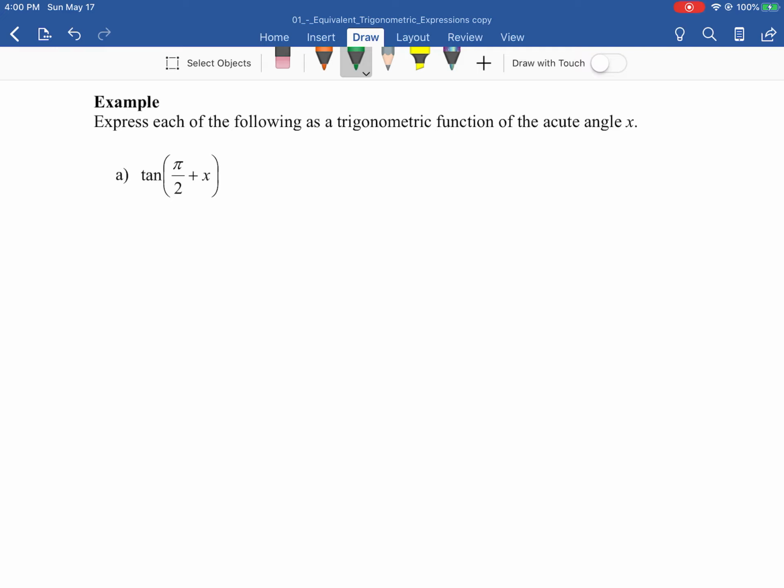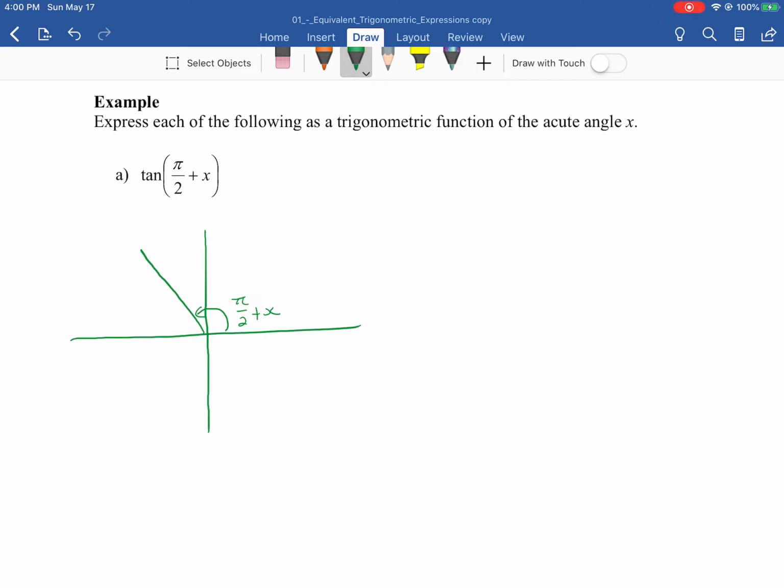I left myself a bunch of space here to draw a bunch of diagrams to be able to handle this situation. Okay, the steps start off the same. Draw the angle pi over 2 plus x, but it is a very strange angle, and I have to make that clear here. When we draw pi over 2 plus x, it's right in here. There's pi over 2 plus a little bit of x.